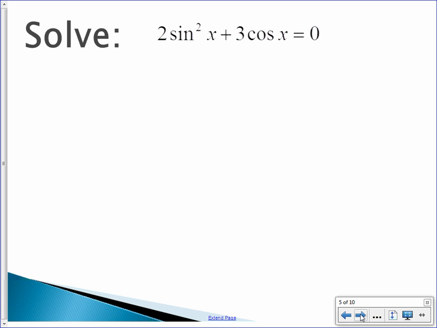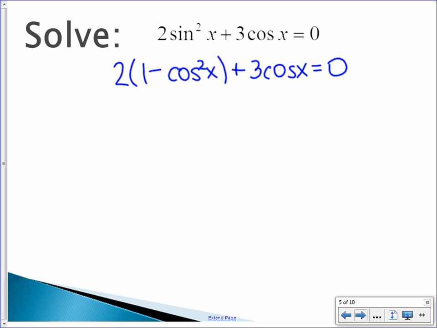Identities? Okay, so what identity could we use to change one of those? We want the same trig function for those. 1 minus cosine squared. Since we have cosine here and sine squared here, we can change sine squared to 1 minus cosine squared, and now we have the same trig function throughout our entire problem. So now we have 2 minus 2 cosine squared x plus 3 cosine x.